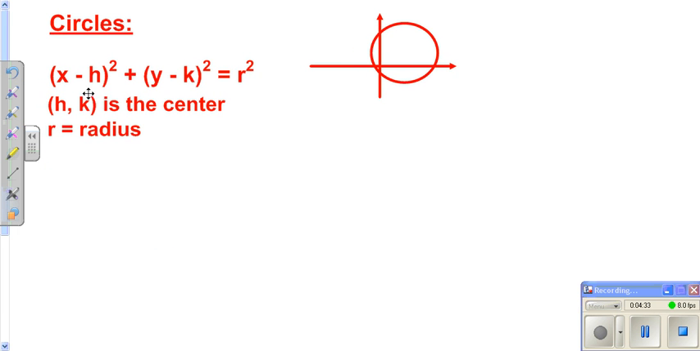Circles. You guys should remember, we've talked about this before, the standard form of an equation of a circle. (h, k) is your center, with r being your radius. Once again, if it's not in the standard form, you'd have to complete the square to get it there.